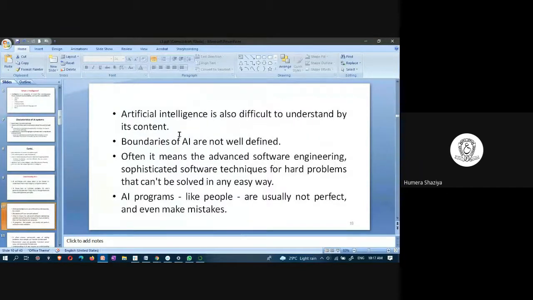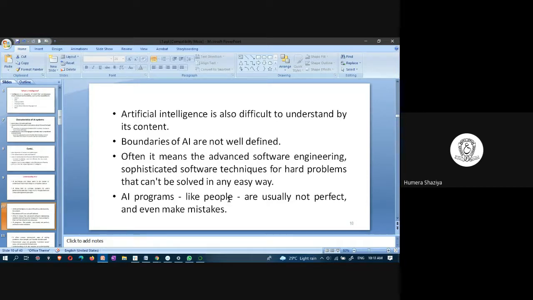AI is difficult to understand by its content, and the boundaries of AI are not well defined. We know what the subfields of AI are, but you can't clearly say this is in AI and this is out of AI. It means that advanced software engineering, sophisticated software techniques for hard problems, also probably could be included in AI because they also cannot be easily solved.